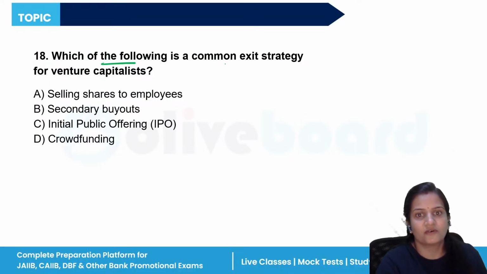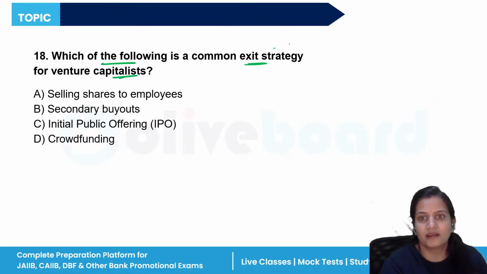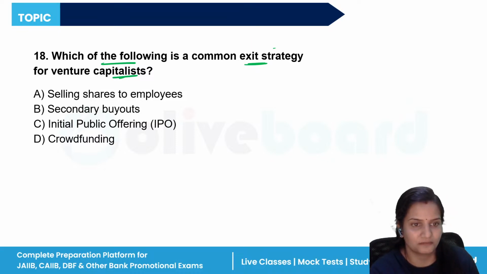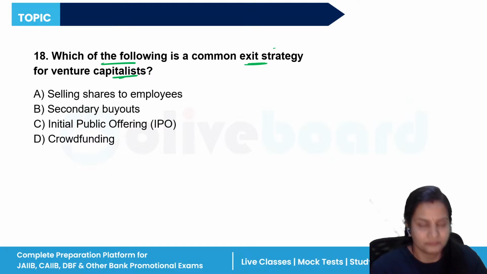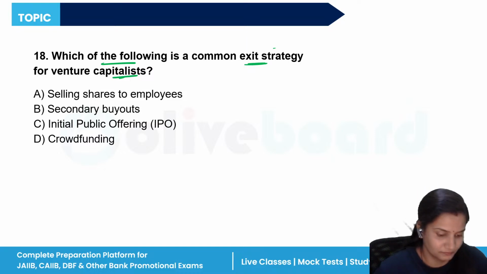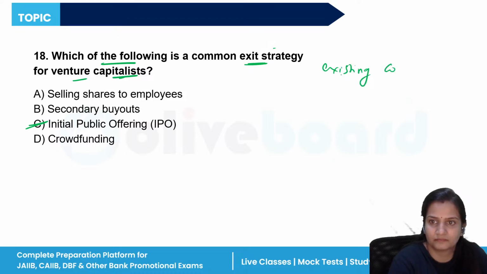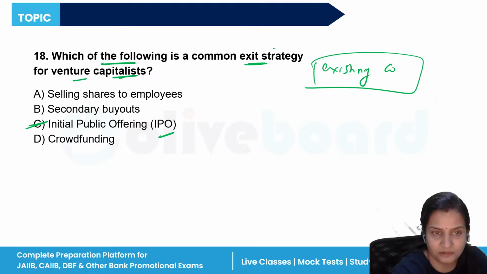Now, which of the following is a common exit strategy for venture capitalists? How do they take the exit from the company? What do they offer? Yes, with the IPO, that is initial public offer. With this, they exit the existing company. They issue an IPO, initial public offer, and with this, they take an exit.